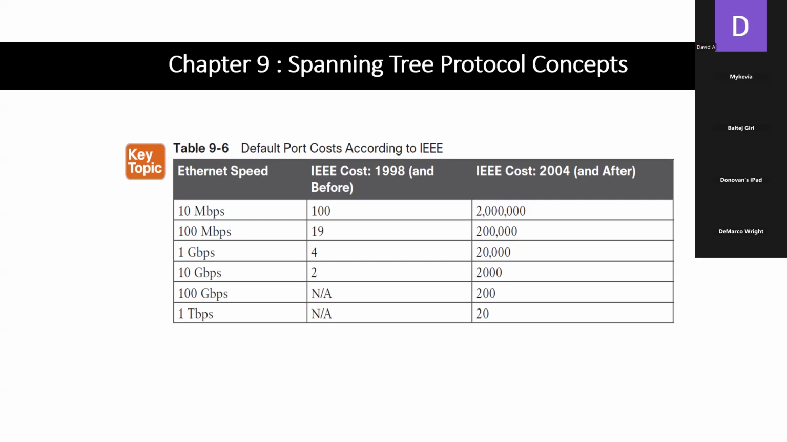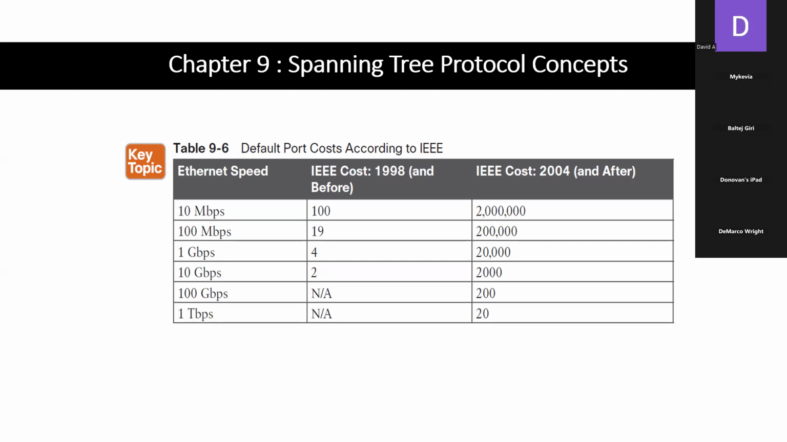So let's go over what this table means. This is Table 9.6. Before 1998 and before, it lists just regular spanning tree, the port cost of how it works if we're just using spanning tree. At 10 megabits, the cost is 100. At 100 megabits, the cost is 19. At 1 gigabit, it's 4. At 10 gigabit, it's 2. And 100 gigabits and 1 terabit don't have a cost.